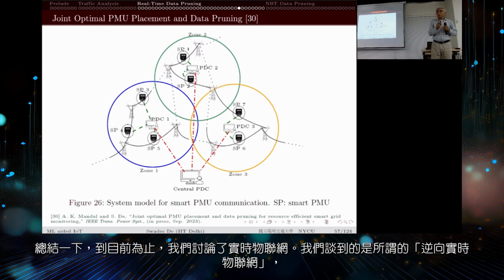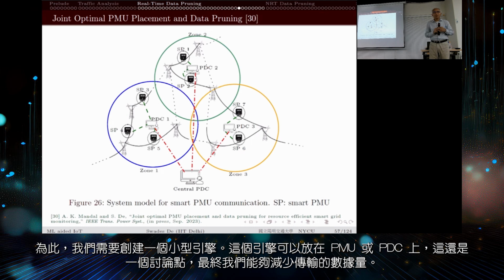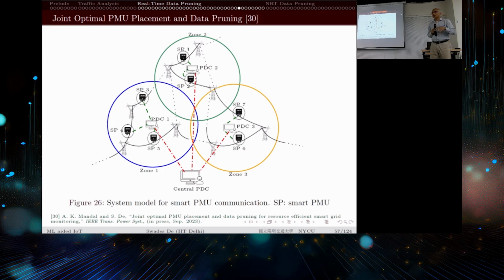Any other question? So to summarize, what we have done so far is that we have talked about real-time IoT. I call it backward compatible real-time IoT, because I have the IoT device which has the classical sampling approach. It is doing over-sampled Nyquist data, giving me over-Nyquist data. And then we are doing our own pruning, and for that I have to create a small engine. That engine is sitting either at the PMU or at the PDC, that is another debate.